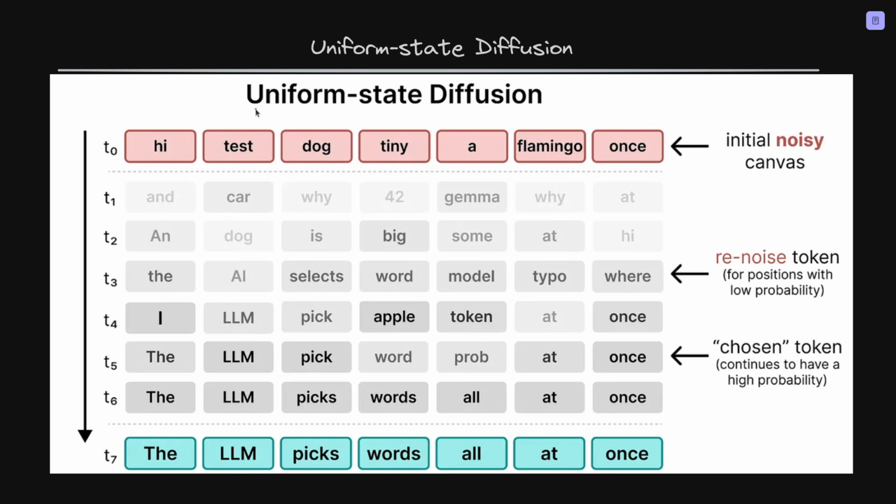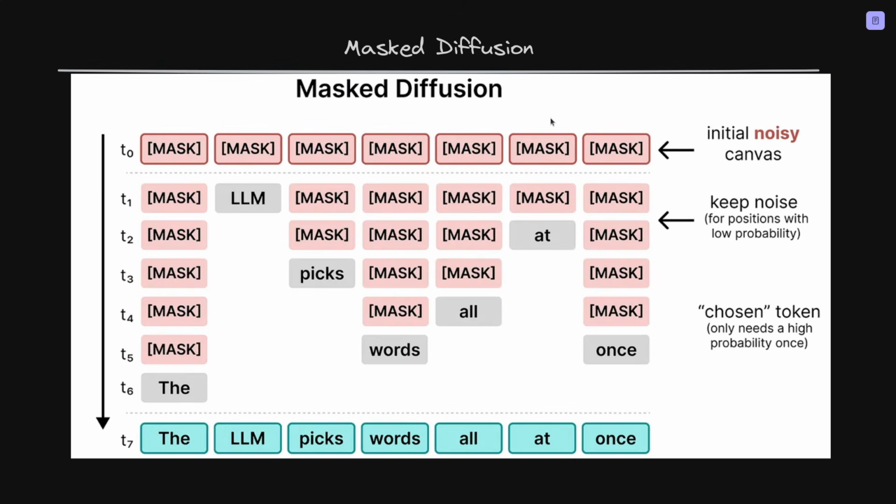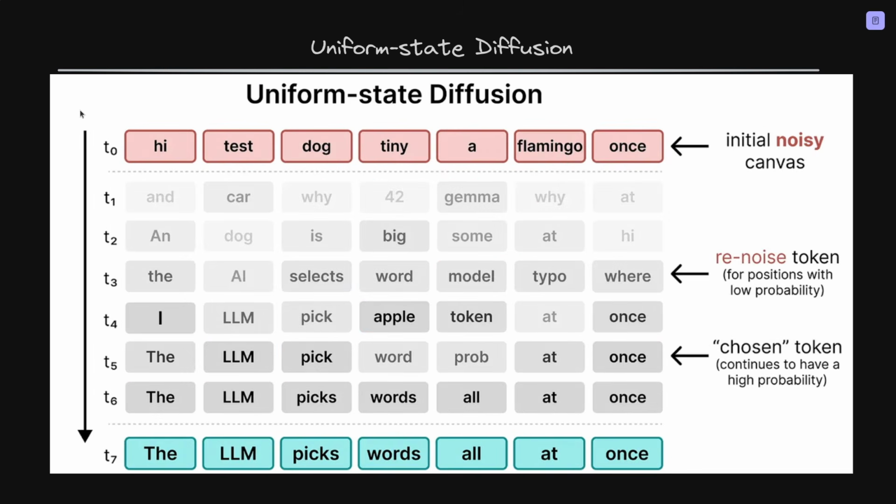Now let's look at this. This is uniform state diffusion. Here the noisy canvas does not start with masks. It starts with random tokens. So instead of masks, like here, we have random tokens: high, test, dog, tiny, and flamingo. So it doesn't make sense, yeah? But that's the point. The model is not filling blanks anymore. It's repairing a corrupted draft. So every position already has a token. And the question is, does this token belong here?